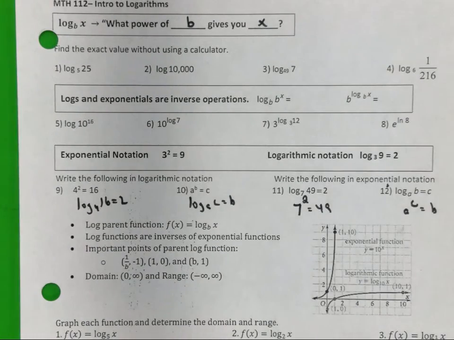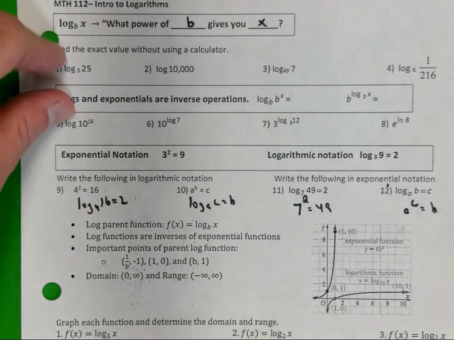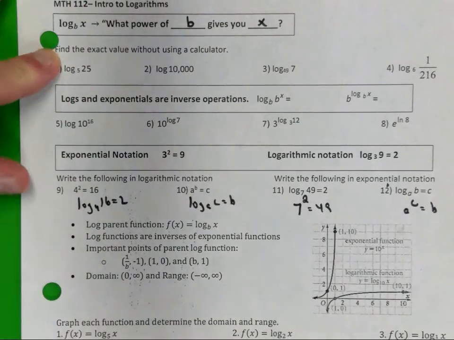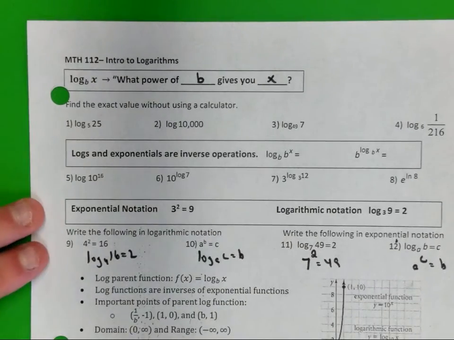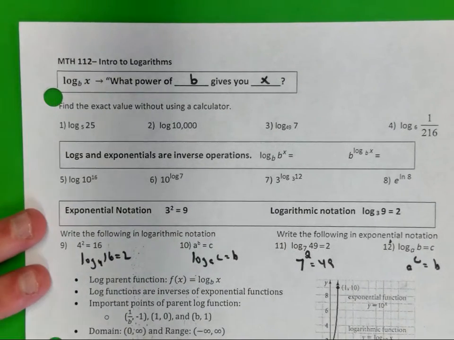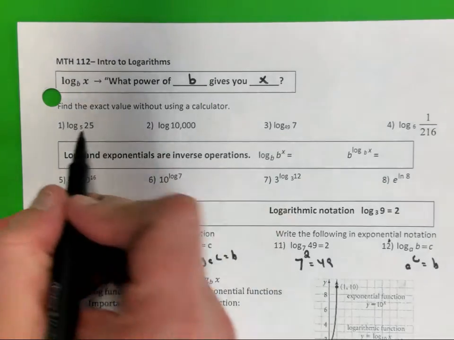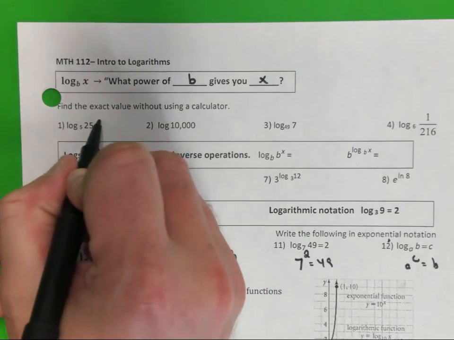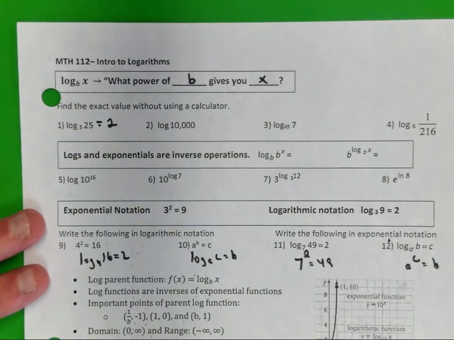So on number 1, it says find the exact value. On this part of the test, there will be no calculator use. This will be a section on your test. I haven't decided yet what day it is next week. Probably Friday. You would do this part first, and then I'll give you the rest of the test. But okay, so 5 to what power gives you 25? 2.